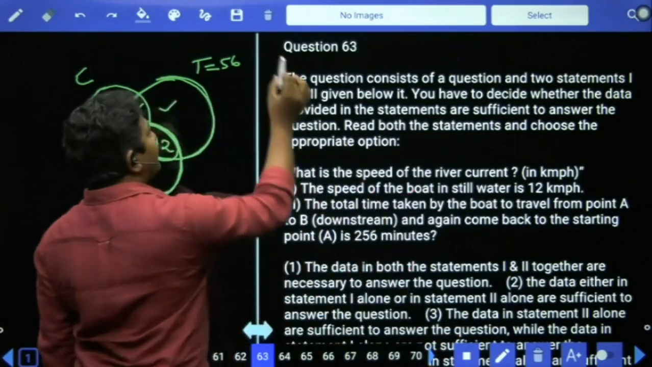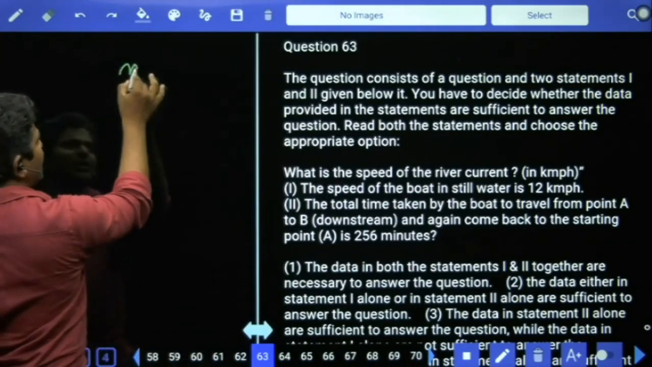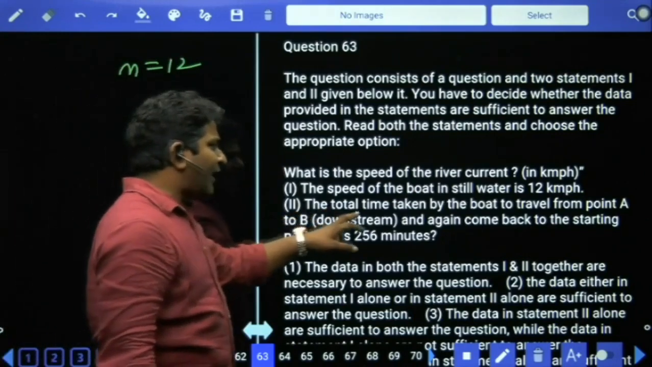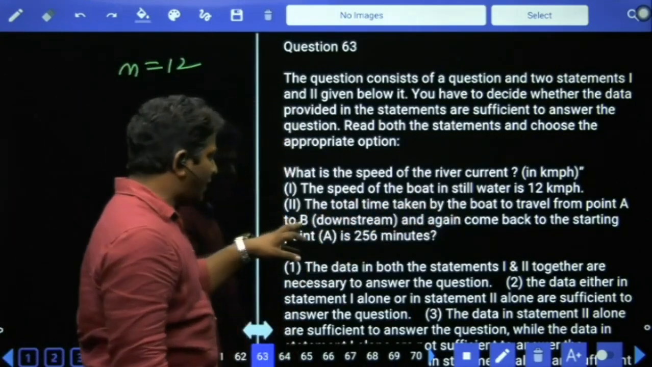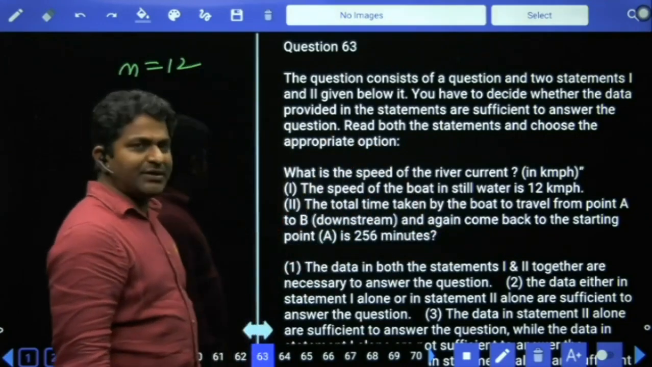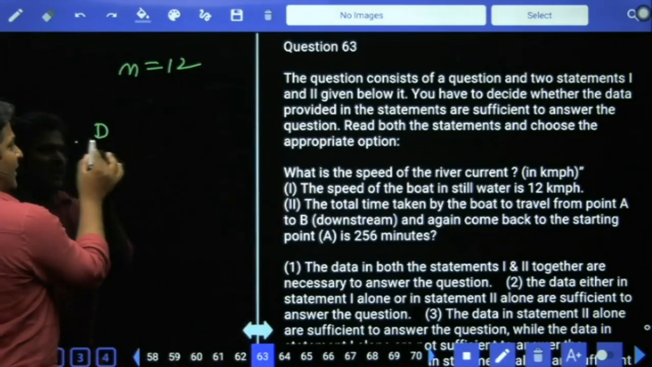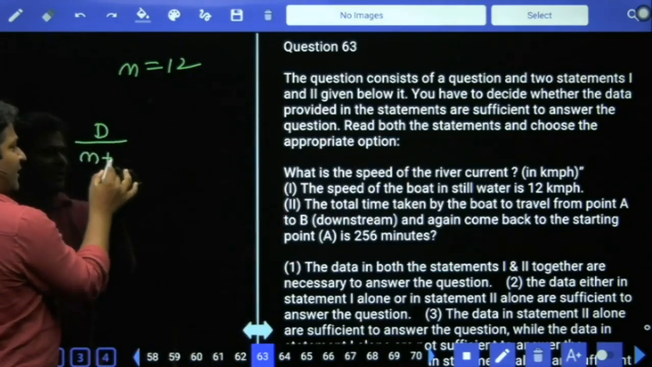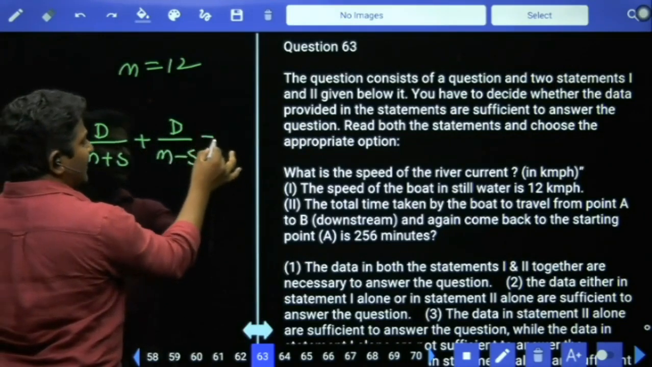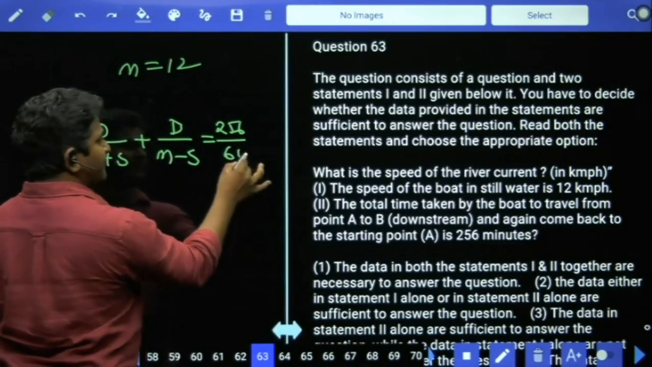What is the speed of the river current? Speed of the boat in still water is 12. M is equal to 12. Answer cannot be done. The time taken by the boat to travel from A to B downstream and again coming back to the starting point is 256 minutes. So if the distance is D kilometers covered in downstream, D kilometers covered in upstream, and the time taken is 256 minutes. Minutes converts to hours, divided by 60.